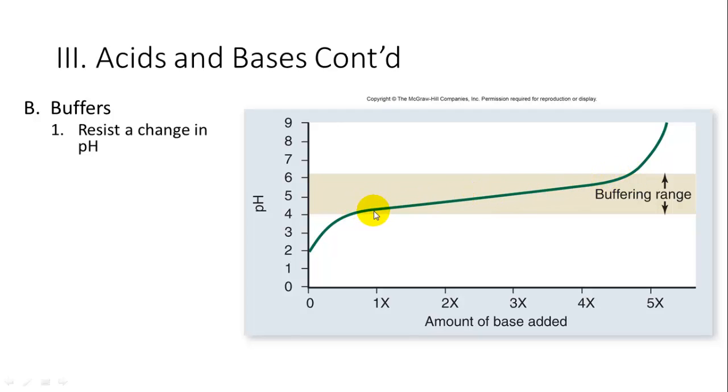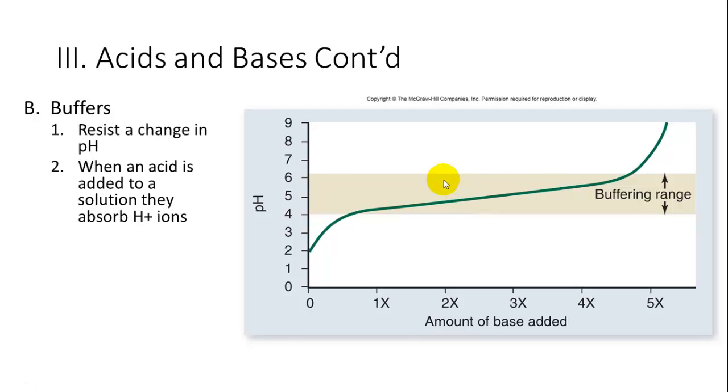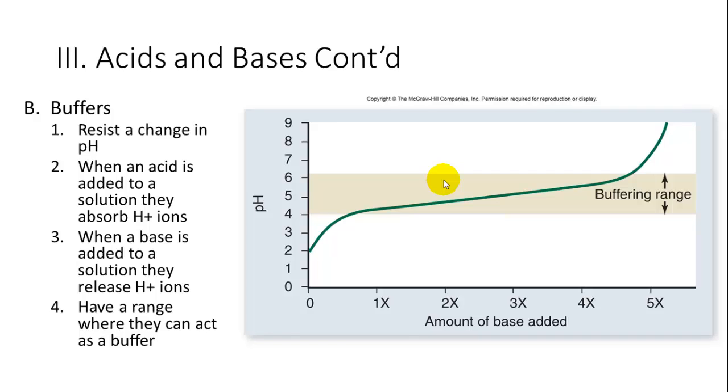And basically what buffering means then is as you add more of an acid or a base, the pH doesn't change that much. So when an acid is added to this solution, or in this case a base, it absorbs the hydroxide ions. And when a base is added, it releases the hydroxide ions. And this range then, where that buffering occurs, is called the buffering range. Now outside of that, it is not a good buffer. So it's only a good buffer for a certain range.